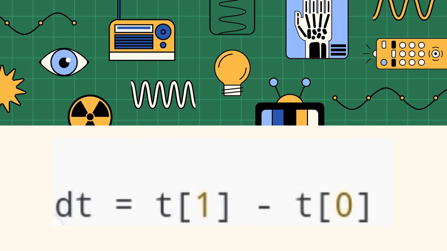The code then computes the time step. This value represents the small time interval between samples and is necessary to properly scale the convolution so that it approximates the continuous time integral.